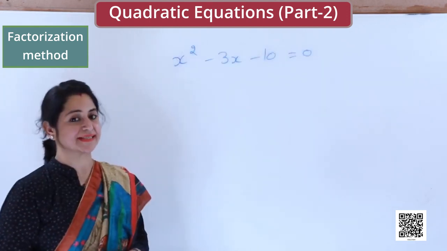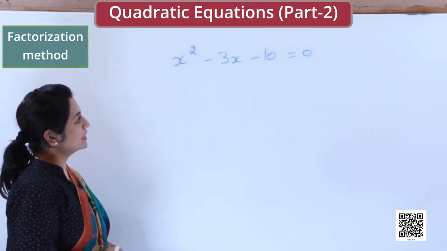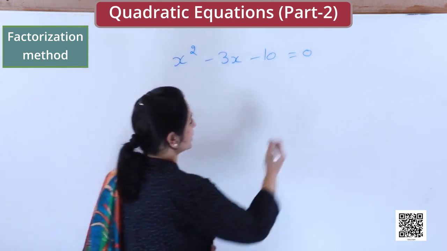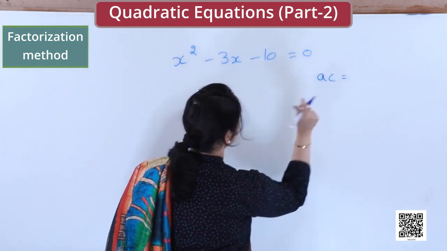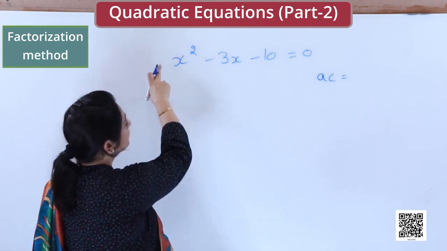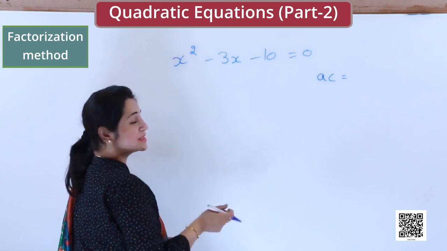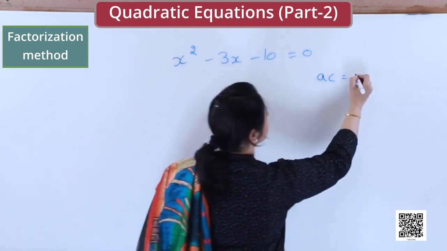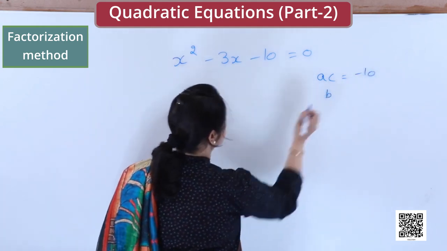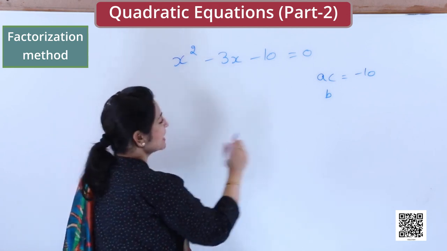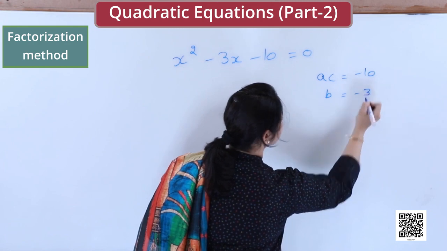So here is our next example. X square minus 3x minus 10 equals to 0. Now first of all we need to find out AC. AC here will be, here the value of A is 1 and the value of C is minus 10. So minus 10 multiplied by 1 will make minus 10. Now B, the value of B here is 3 or minus 3. It's minus 3. So we will write minus 3 here.